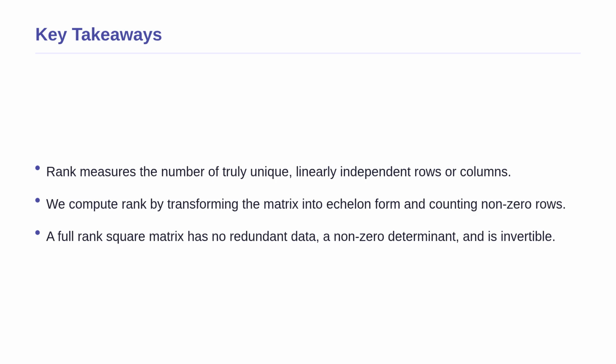Let us wrap up what we have learned today. First, the rank of a matrix measures the number of truly unique, linearly independent rows or columns. It represents the true information content. Second, we find the rank by using row reduction to create an echelon form, and then we simply count the non-zero rows. Finally, a full rank square matrix has no redundant data, meaning its determinant is non-zero and it can be inverted. You now have a solid understanding of matrix rank.